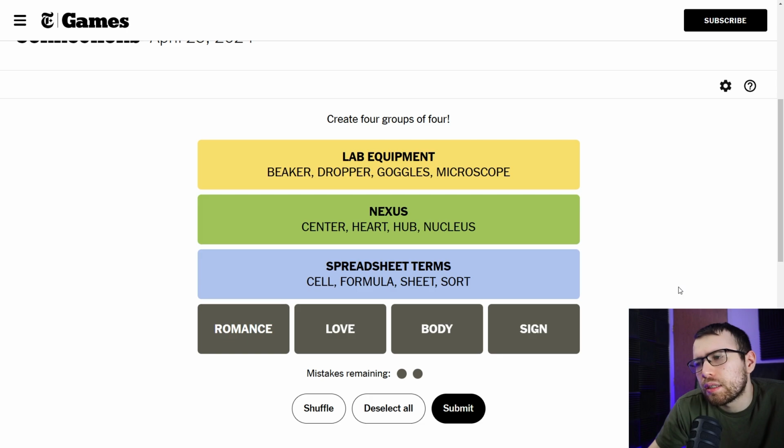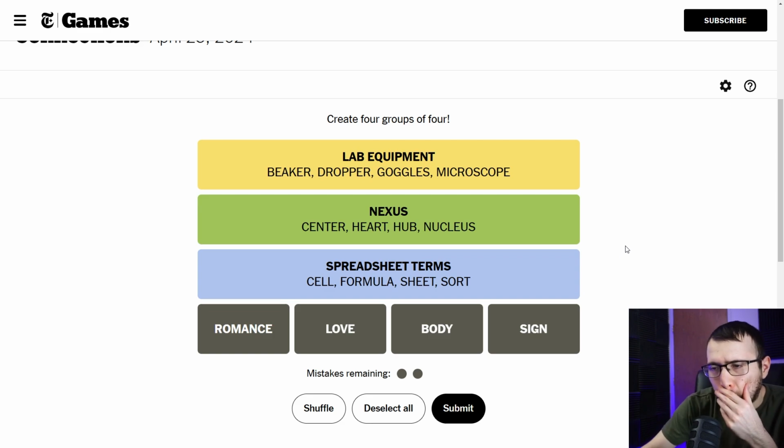Romance, love, body, sign. Can I come up with what this is? It's the purple category. I just realized I'm getting these in order, by the way. Romance is a very specific word. I don't think I can get this one today. Maybe I know it. Maybe I don't. Let's go ahead and submit it and find out.